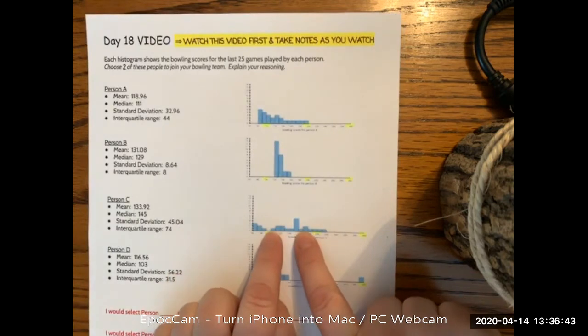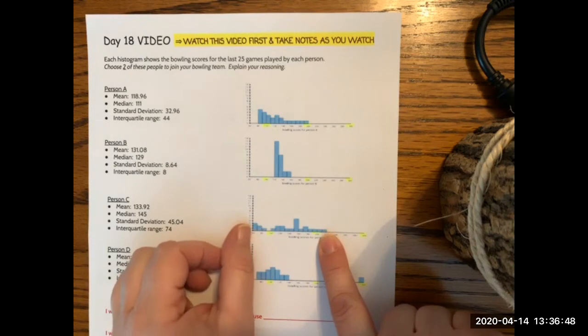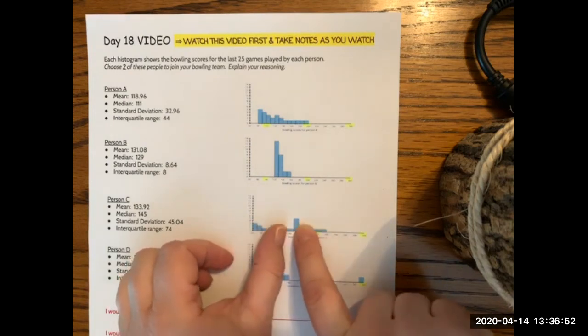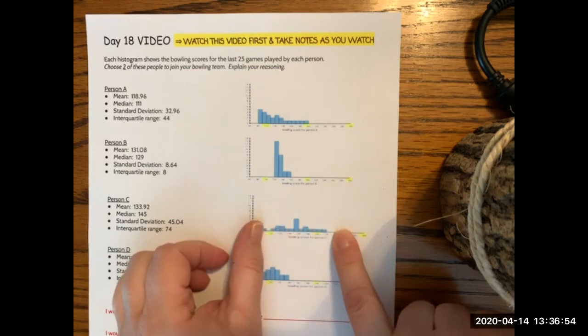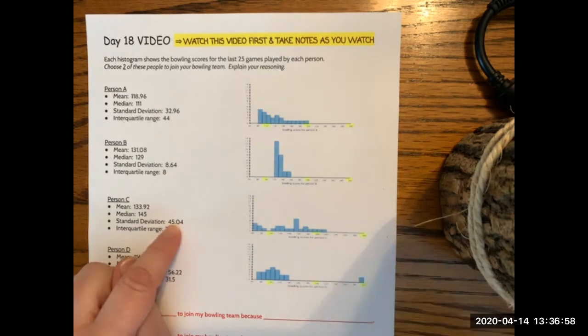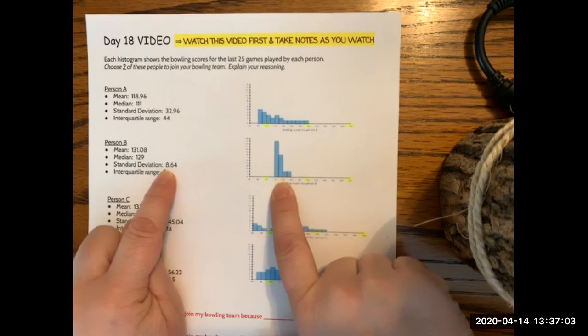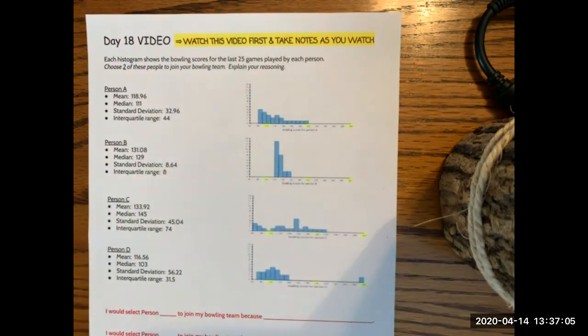Take a look at this little guy right here. His scores are spread out. You got some down here, I think it starts at like 60, and then you got some up here above 200. So they're very spread out. And his standard deviation is 45. So it's a lot more than this standard deviation where these are really, really close together. That's what the standard deviation tells us.